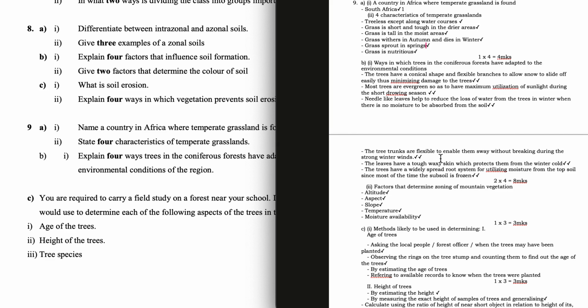The tree trunks are flexible to enable them to sway without breaking during strong winter winds. The leaves have a tough, waxy skin which protects them from the winter cold. The trees have a widely spread root system for utilizing moisture from the topsoil, since most of the time the subsoil is frozen.